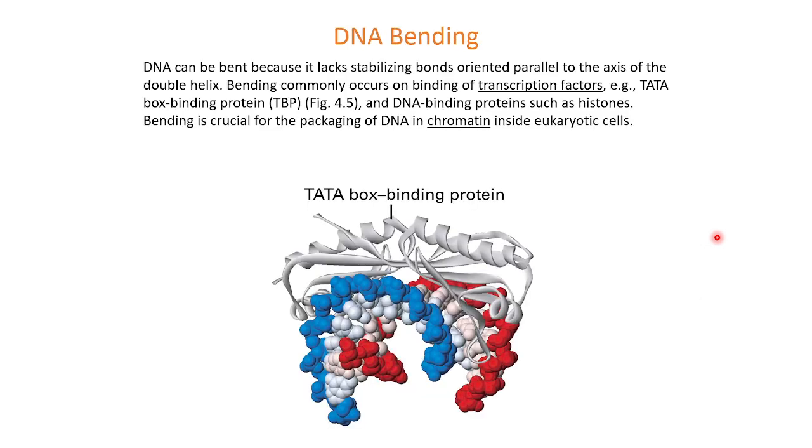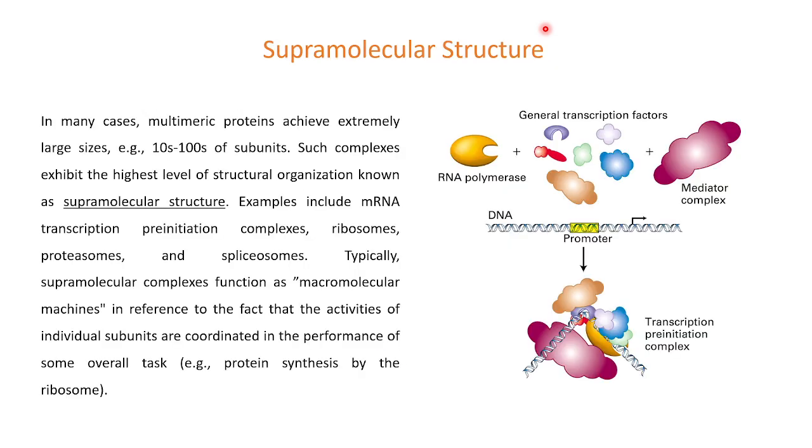Now, a very interesting term is DNA bending. So, what is it like? DNA can be bent because it lacks stabilizing bonds oriented parallel to the axis of the double helix. Bending mostly occurs on binding of transcription factors, for example the TATA box binding protein, the TBP, that binds to the TATA region, and DNA binding proteins such as histones. It's crucial for packing of the DNA in chromatin inside eukaryotic cells.